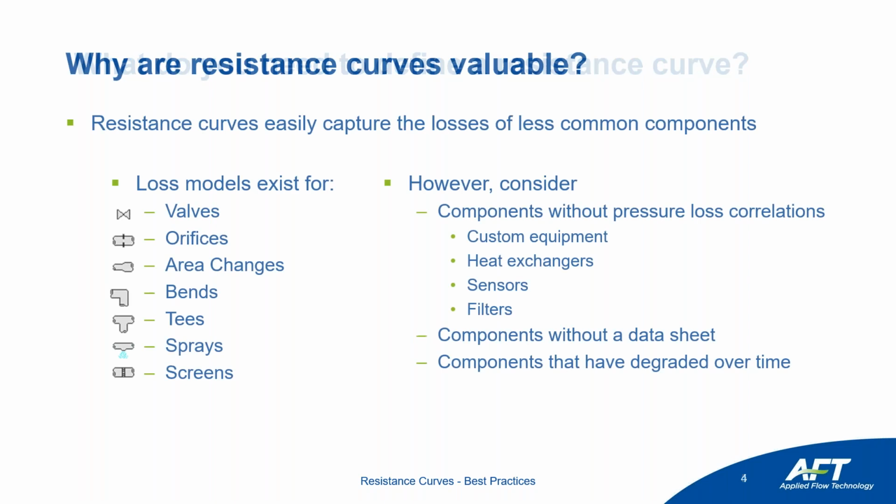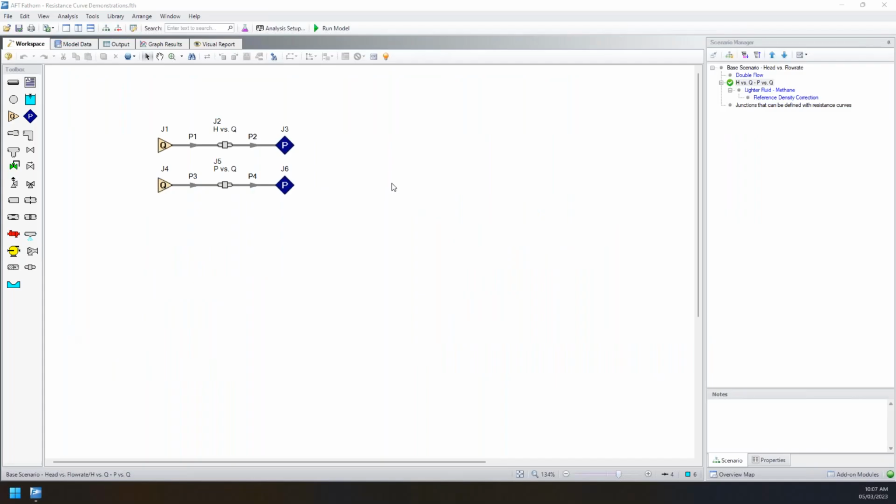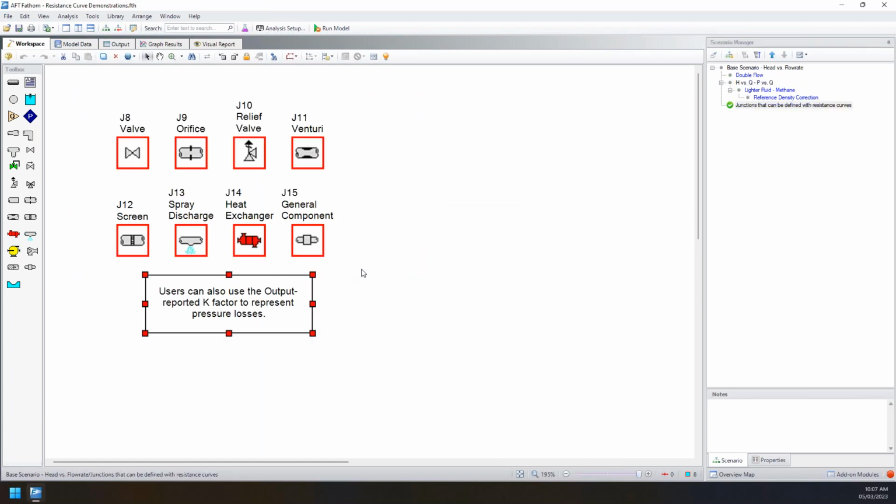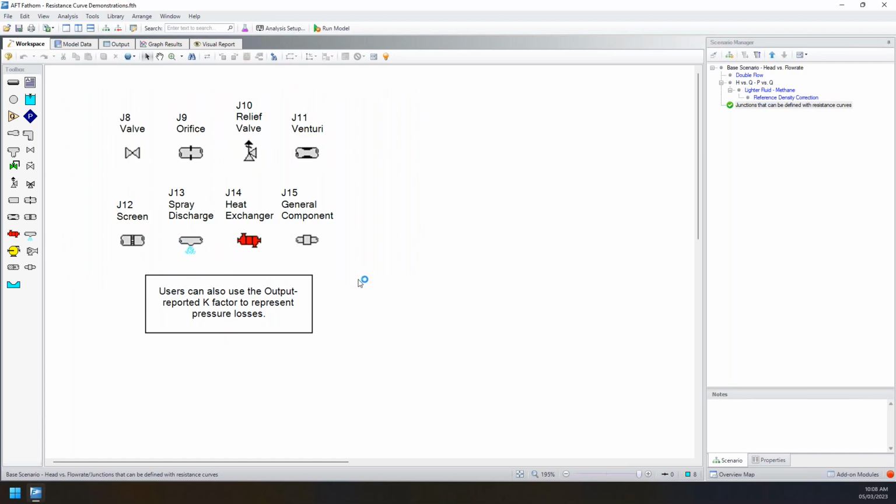So one other thing I want to note is we can also define all of these components with resistance curves as well. So we'll briefly go into the software. And here we're looking in AFT Fathom, but again, all of these resistance curve concepts that we're going to talk about today also apply to AFT Aero and AFT Impulse and AFT Extreme. So here is the range of different components that we can model with a resistance curve in our AFT software.